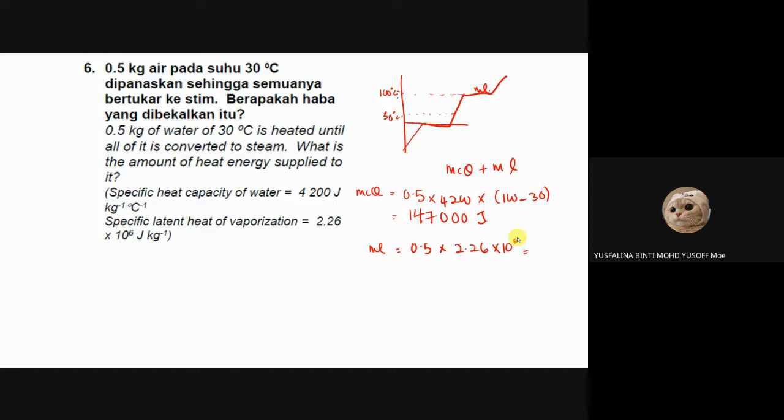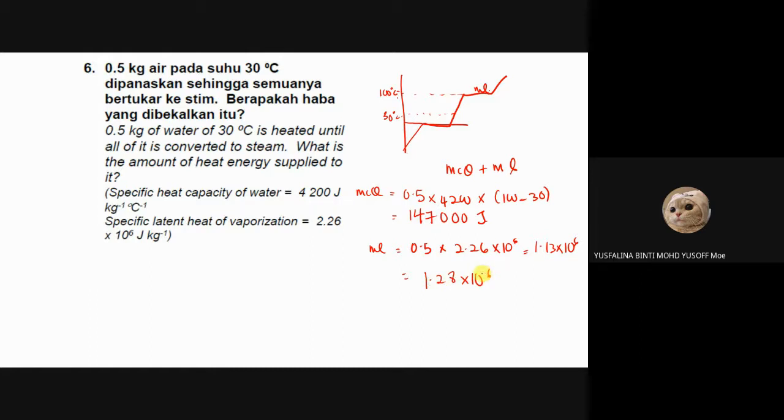So you will get 1.13 times 10 to the power of 6, right? It's like 1 million something, right? 1,130,000. So I change the prefix to standard form, which is much easier. 1, 2, 3, 4, 5, 6. Okay, and then you have to add the 147,000. So you get 1.28 times 10 to the power of 6.